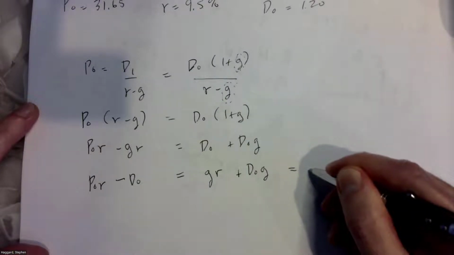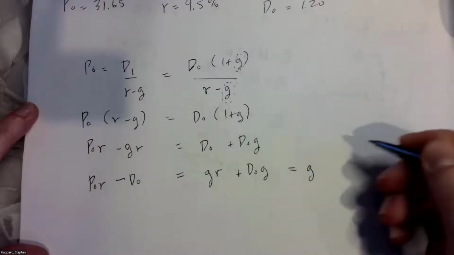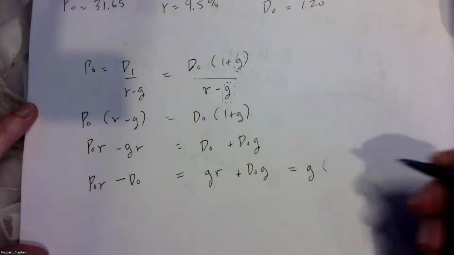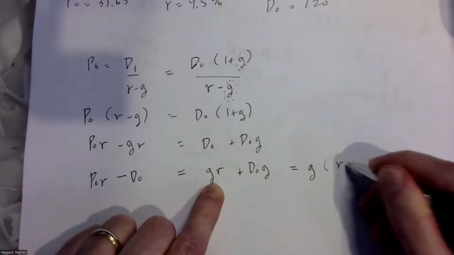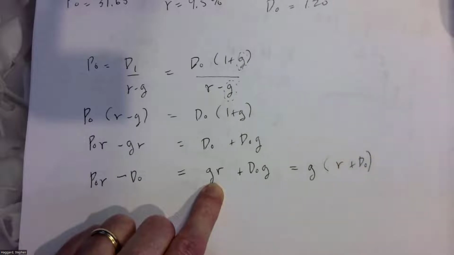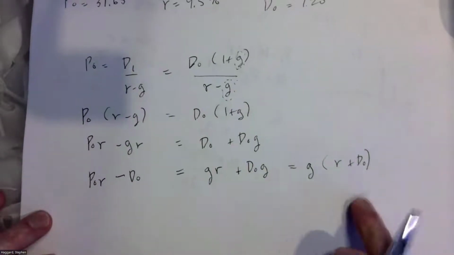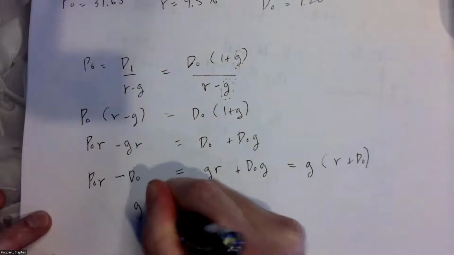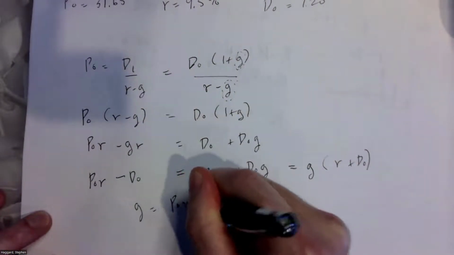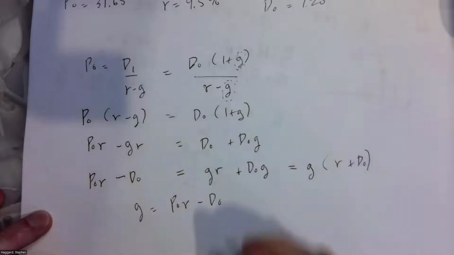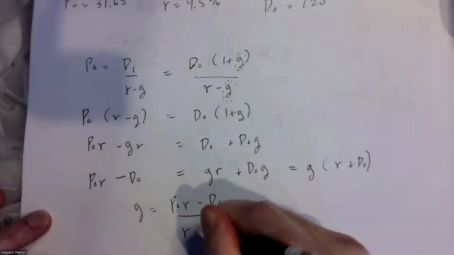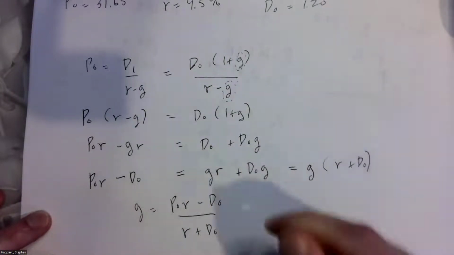It's the opposite of distributing. And so I'm going to pull G out of here. And what will I be left with? R plus D0. And so now I can just divide both sides by R plus D0, and I get G is equal to P0R minus D0 divided by R plus D0.